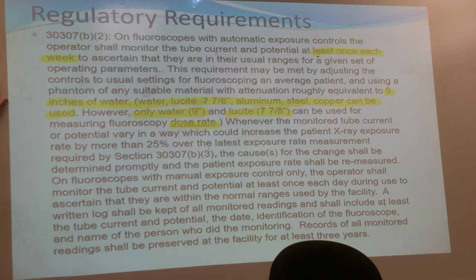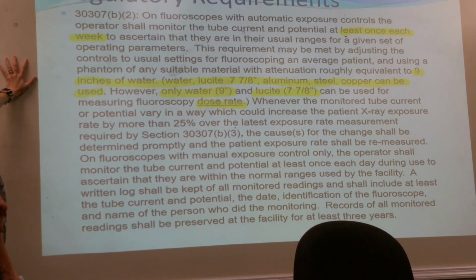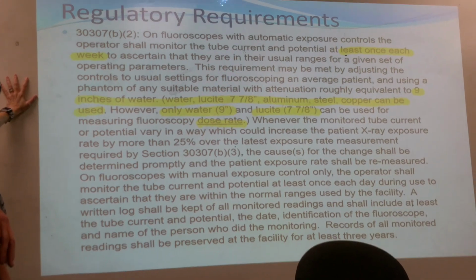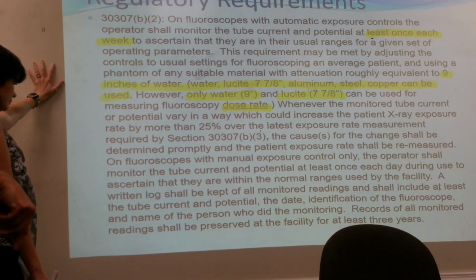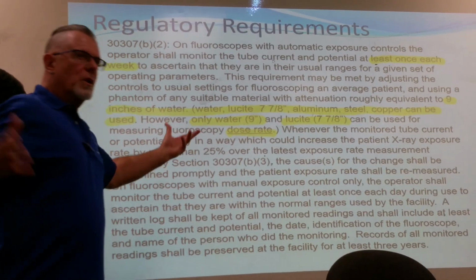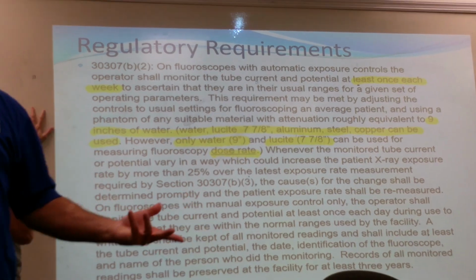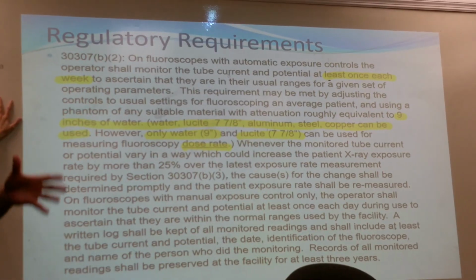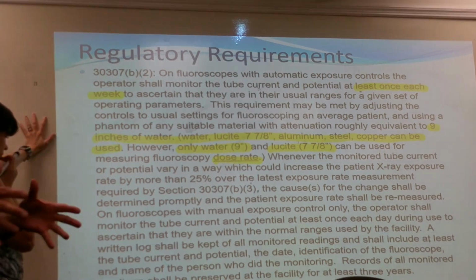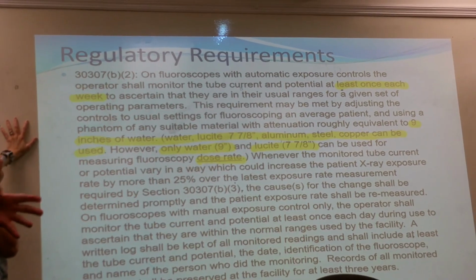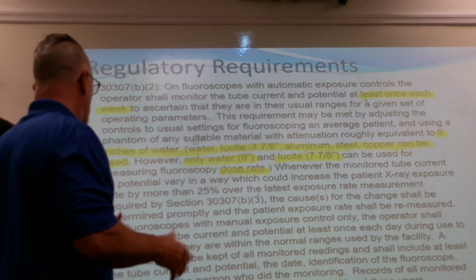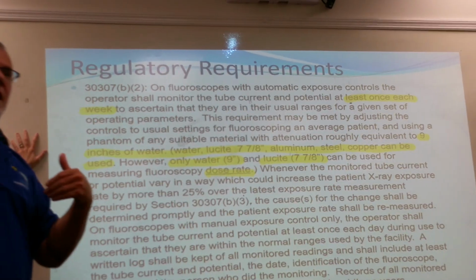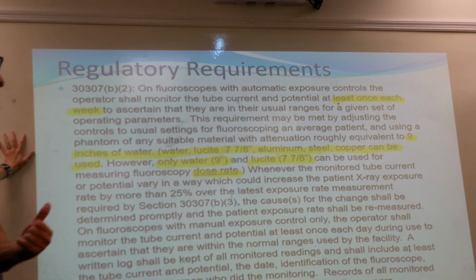If it has manual exposure control only, the operator shall monitor tube current and potential at least once each day during use to ascertain they are within the normal ranges used by the facility. Most people say, well, we don't have manual anymore. Some of the older mini C-arms still have a manual system that doesn't use automatic brightness control. So they still have to do it every day that the system's being used.